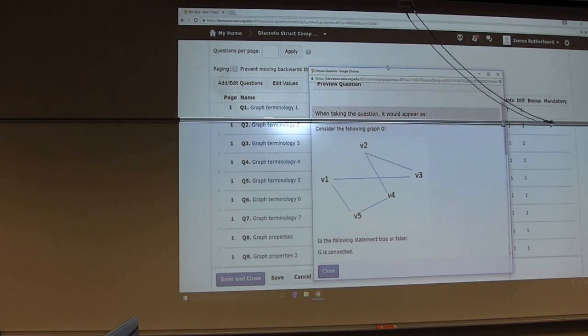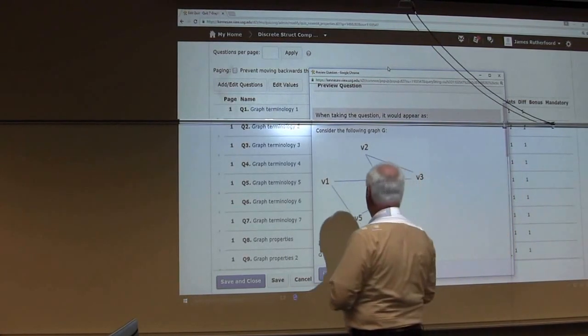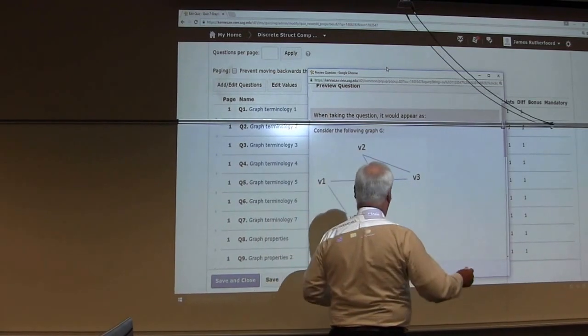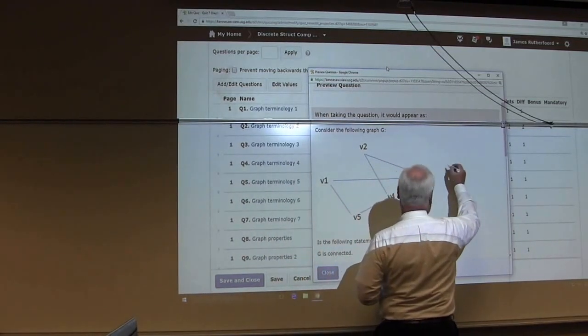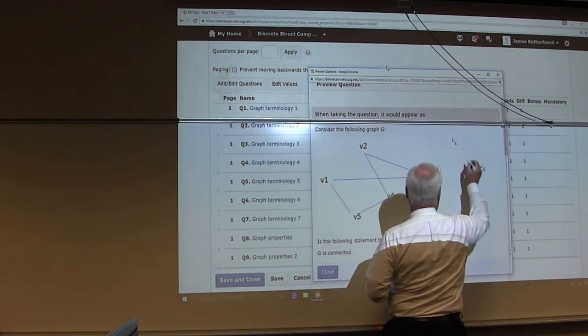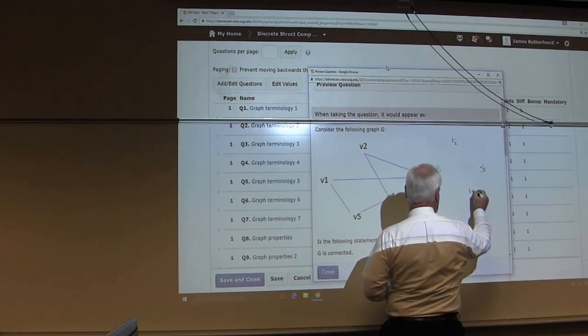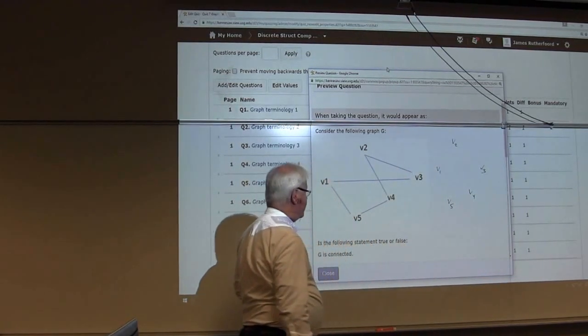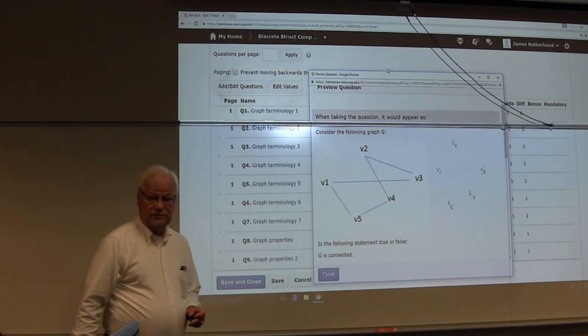Is G connected? Well, let's look at what a disconnected graph could look like. If I had V1, V3, V2, V4, and V5. Now I've got about the same pattern of vertices, don't I?